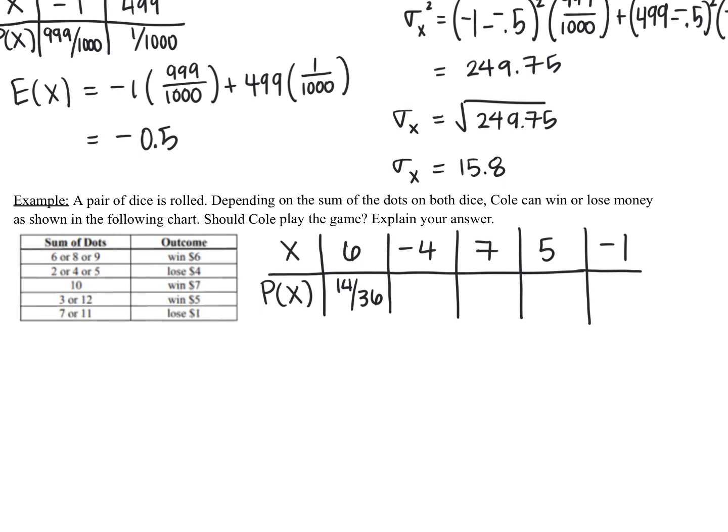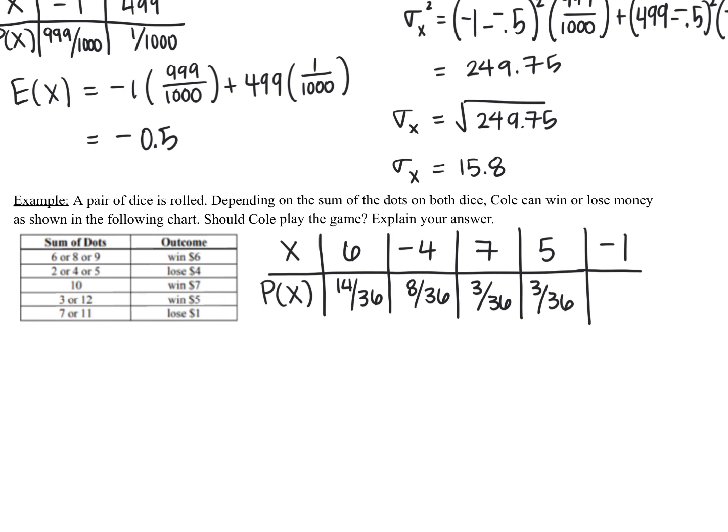To lose $4, you have to get a 2, a 4, or a 5. So there's one way to get a 2. There's 3 ways to get a 4. And there are 4 ways to get a 5. So that gives you 8 out of 36. To win $7, you have to get a 10, of which there are 3 ways. So that's 3 out of 36. To win $5, you have to get a 3 or a 12. There's 2 ways to roll a 3, 1 way to get a 12. So that's also 3 out of 36.